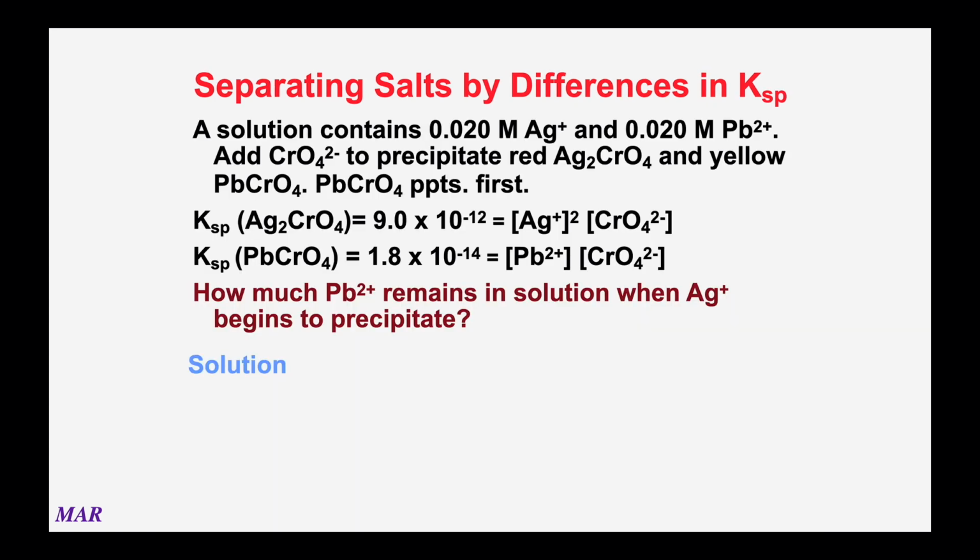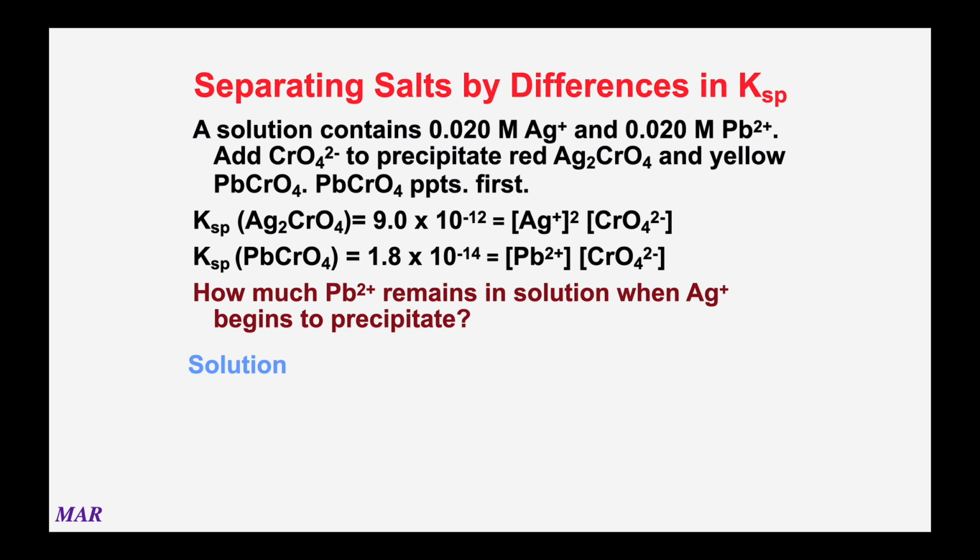Here's a question that's similar to the last one. We have a solution now, 0.020 molar silver ions and 0.020 molar lead 2 plus. We saw that PbCrO4 in the earlier example precipitates first. There's the KSPs. This is another kind of twist you can put on these kinds of problems. If you really want to separate out the silver from the lead, how much lead remains in solution when the silver plus just begins to precipitate? This is another kind of common question you might see.